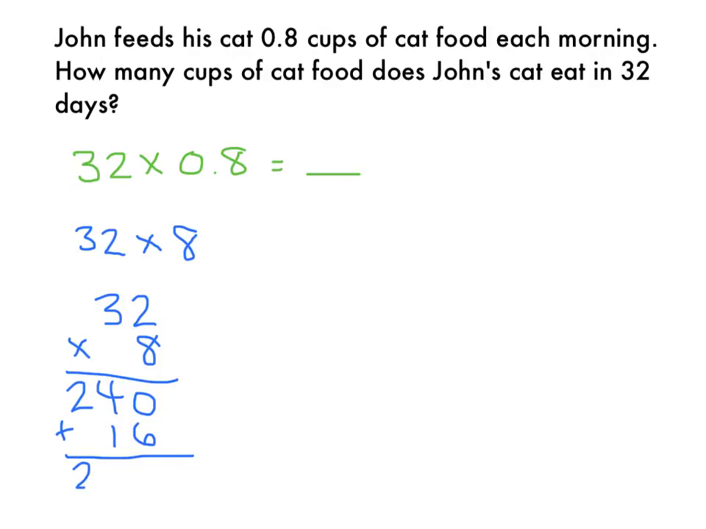So 32 times 8. Well, 30 times 8 is 240, and 2 times 8 is 16. So that means I have 256. Now, I have to think about where the decimal point should go. If I put the decimal point here, it means I have 256 thousandths total. That doesn't seem to really make sense to me, because 8/10 is close to a whole. So 32 times a whole would be 32. So I think I need an answer that's bigger than that. So I'm going to move the decimal point.